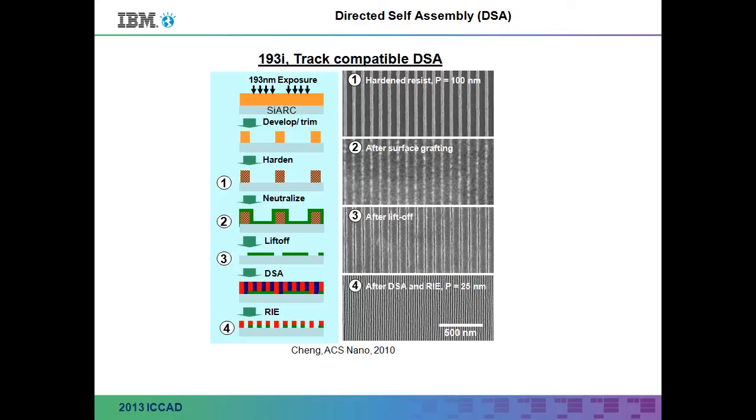Here's just another illustration of what I just showed you, and I think we're running a little bit short on time, and you sort of get the idea, right? We provide guide patterns. We put on a lot of surface treatments to get the right energy states. We apply this film, it self-anneals, and it forms these beautiful gratings.